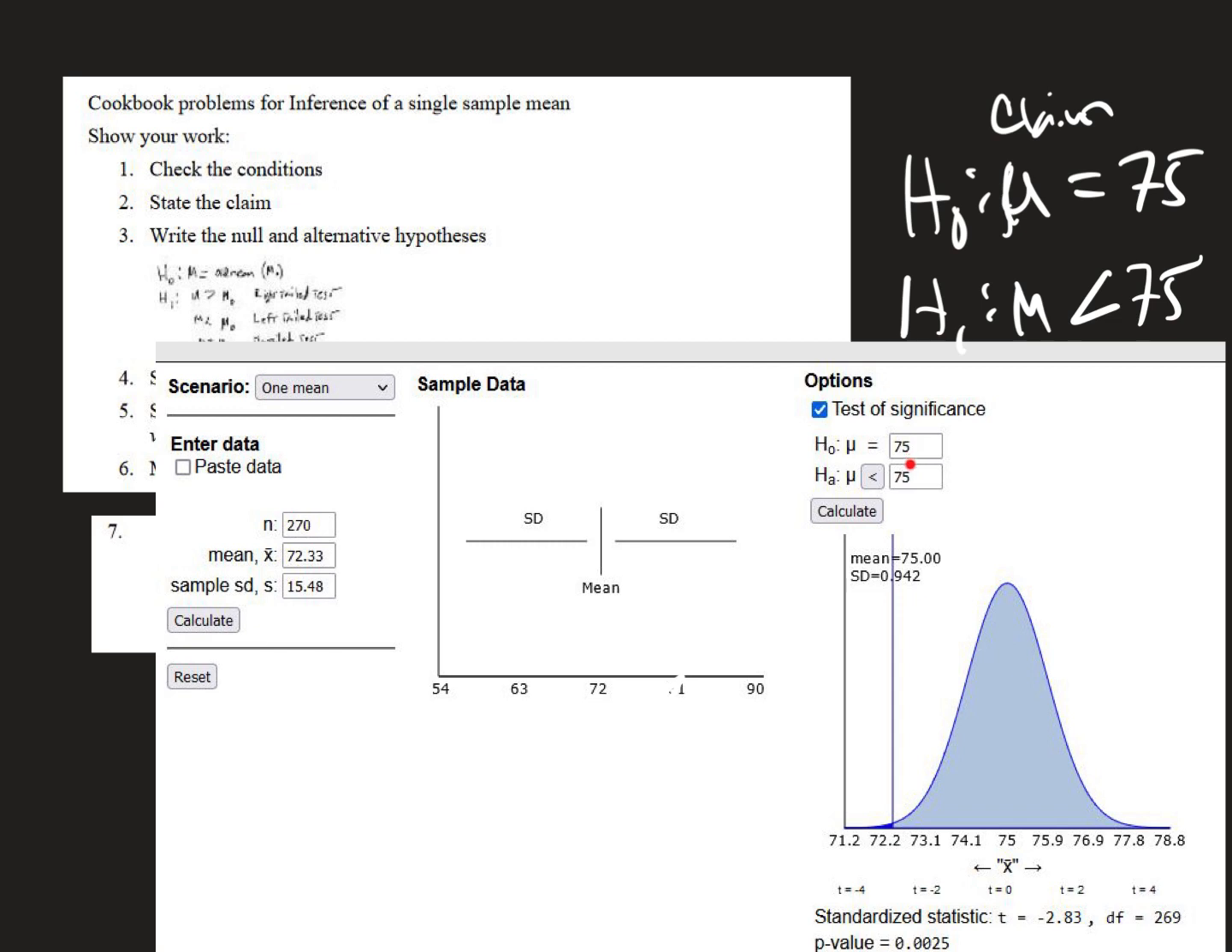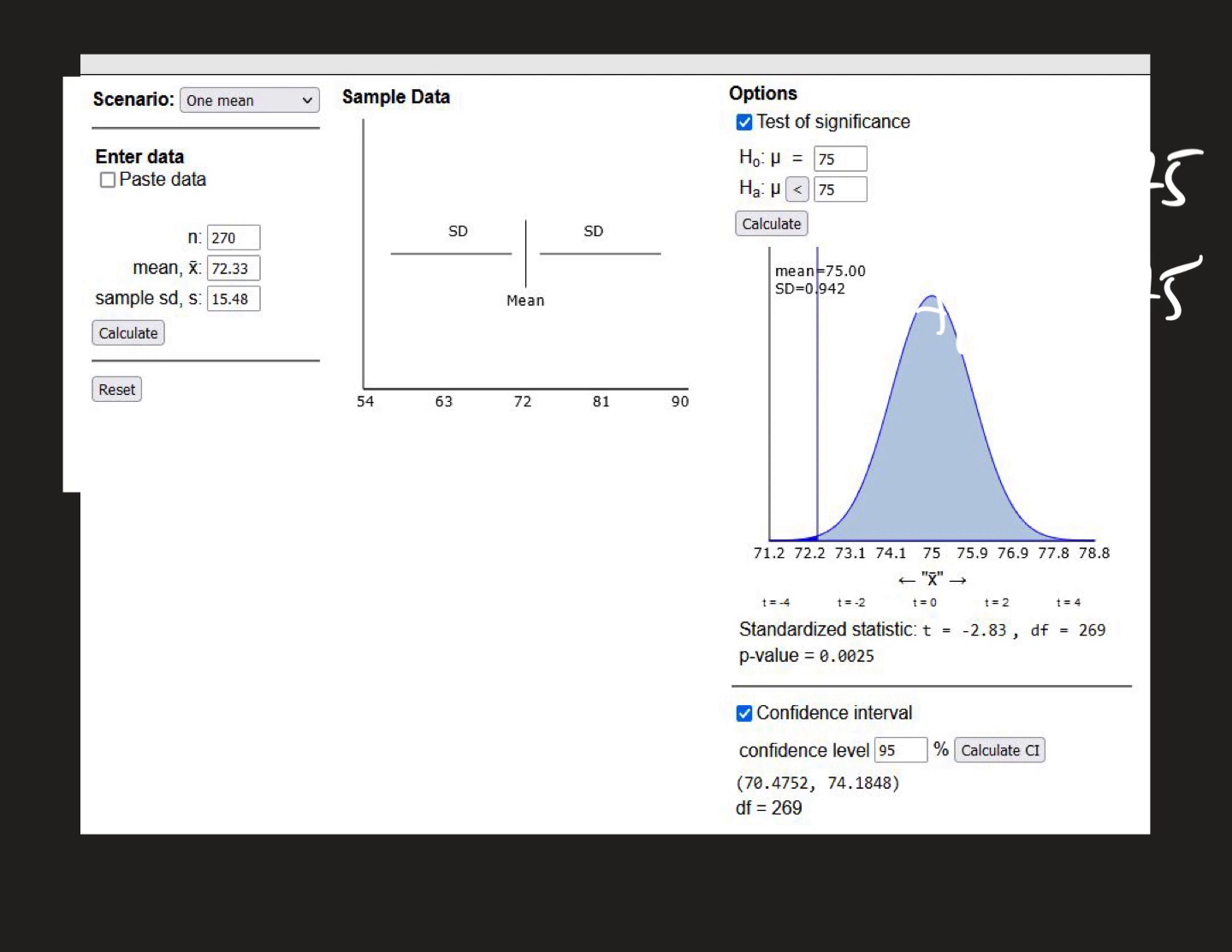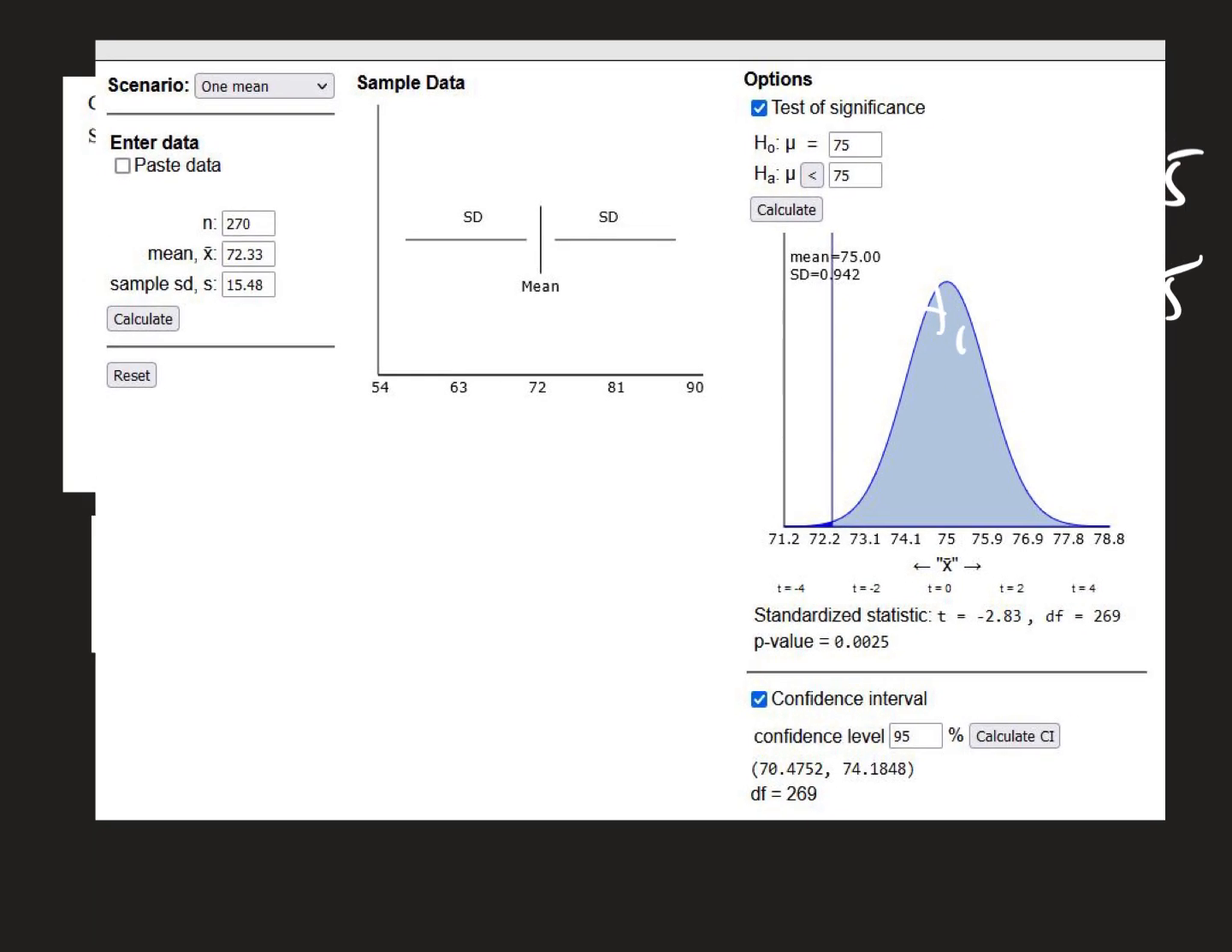So you type in the 75 there, and it'll automatically populate here. And because this is a left-tailed test, you have to click on this so you get a left-tail. People get this wrong because they forget to change that. And then you click calculate, and what do we get? Well, there's our t-score. That's the test statistic. For a discussion forum post, paste this in. For a test situation, you don't need to give me this picture. I do need to know the test statistic, and I do need to know the p-value.